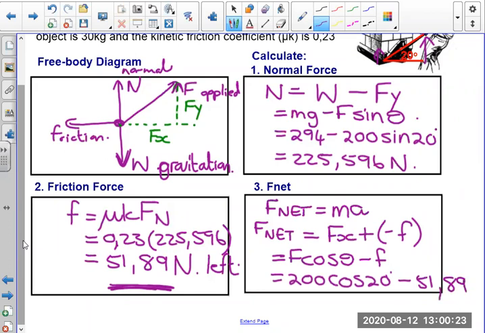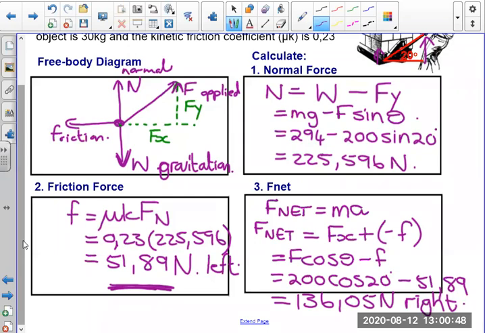51,89. So can you see your F net is also increasing when the Y component is going upwards. So the answer is 136,05 newtons, and that would be to the right, as you can see there. Okay, that is to the right. Okay.